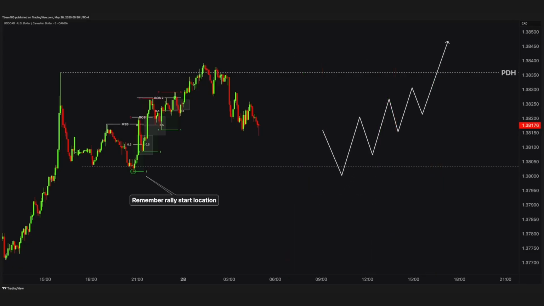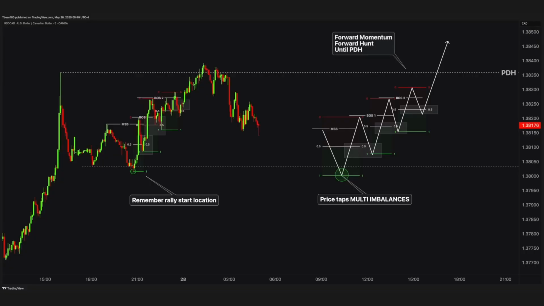Again, what happened here? Price taps the multi-hourly imbalance zones and fills up. Then the bullish structure starts: first MSB, then BOS1, and then BOS2. Along the journey, price makes small pullbacks to inner gas stations to fill up and go up again with imbalanced locations, also getting into the discount zones as well. This structure keeps going on until we hunt the PDH, the previous day high, the institutional level.